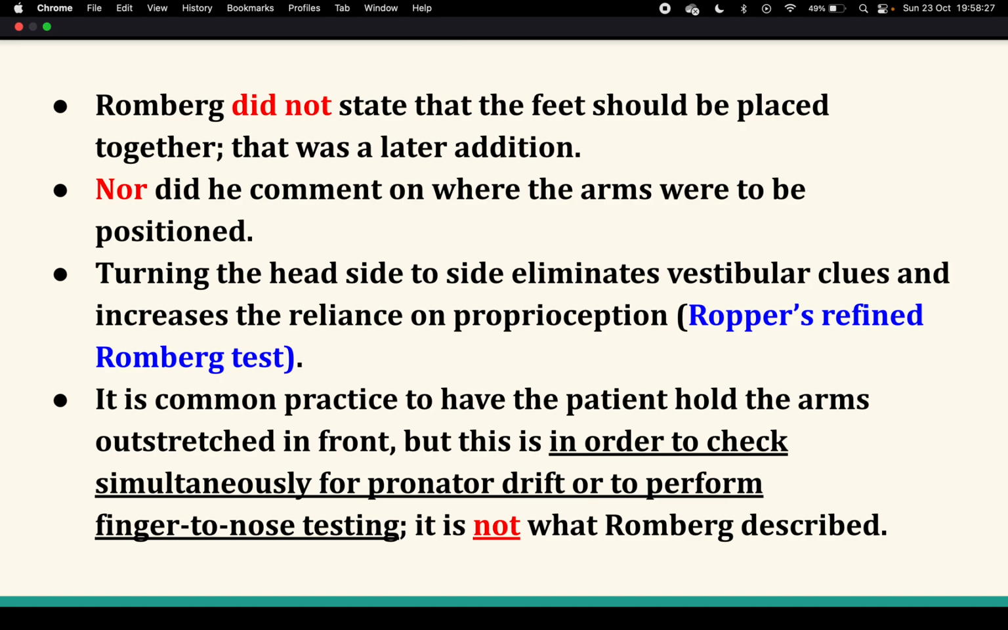What we do is we have the patient hold the arms outstretched in front, and sometimes we'll ask him to rotate his head or extend his neck, just in order to check simultaneously for everything. The outstretched hands test for the pronator drift, and turning the head is to check for vestibular pathology simultaneously. But this is not actually what Romberg described.